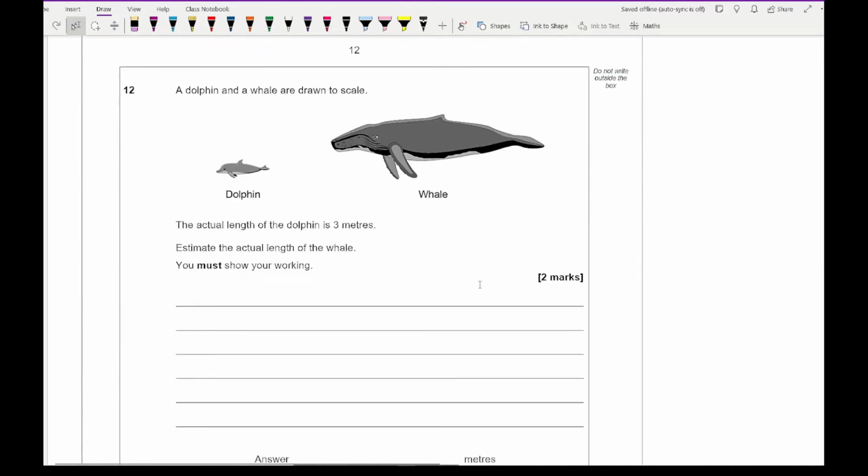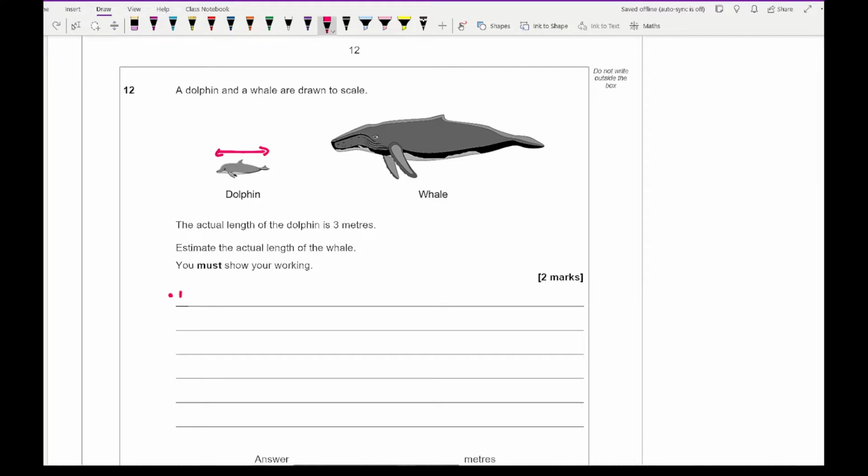Then for question 12, it says the dolphin and whale are drawn to scale. The actual length of the dolphin is 3 meters. Estimate the actual length of the whale. So for this, what we need to do is to know that this is 3 meters. So what we want to do is to measure the length of the dolphin. So here, I'll write down the instructions, because obviously this is dependent on what size paper you've printed this question on, whether it's A4 or A5, which I know a lot of schools tend to do when they're printing out past papers.